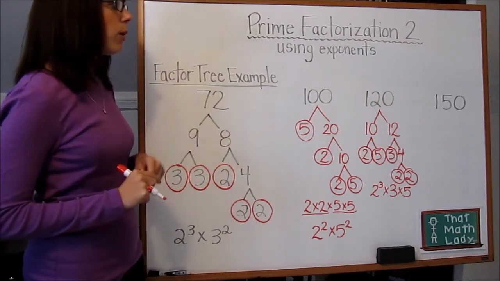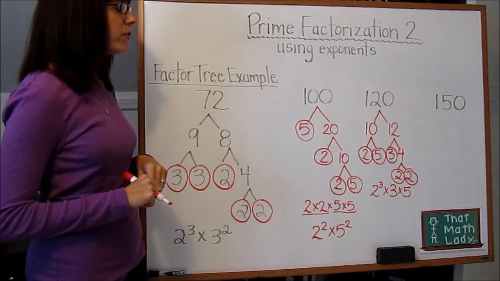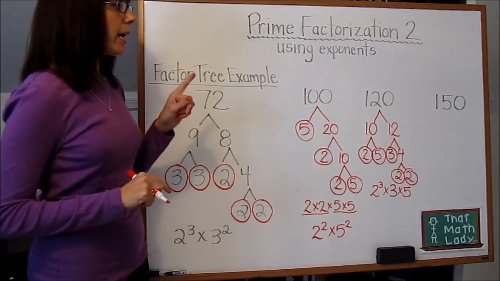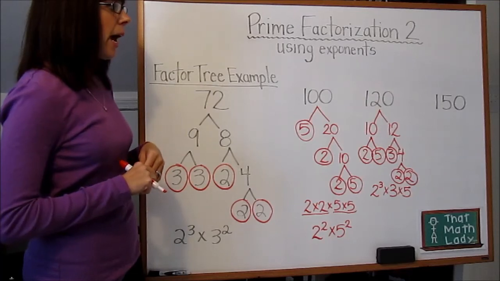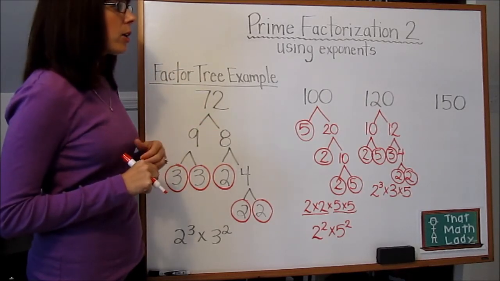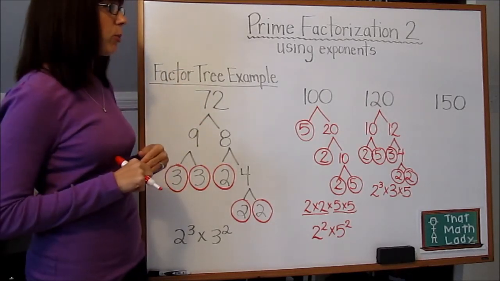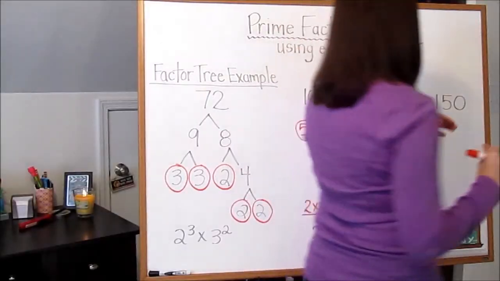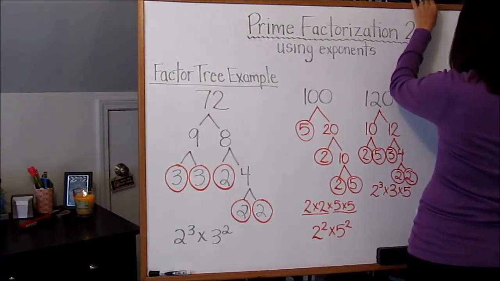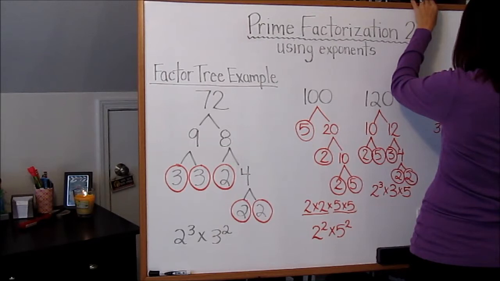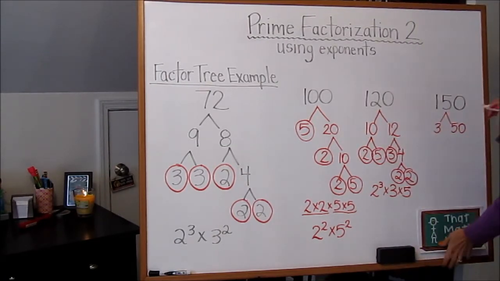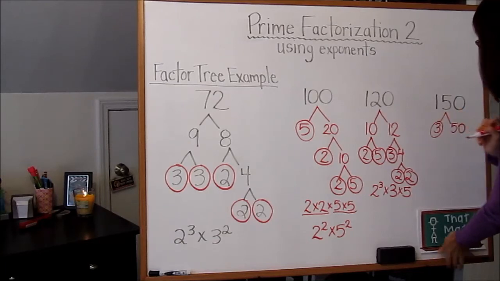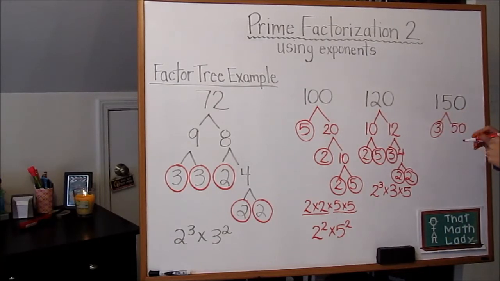And there's one problem left. We have 150. And again, I know 10 goes into it automatically. However, I also know that 50 goes into 150 3 times. So I think I'm going to try that one. I know that 3 times 50 gives me 150. And I know right off the bat, 3 is going to be one of my prime factors.